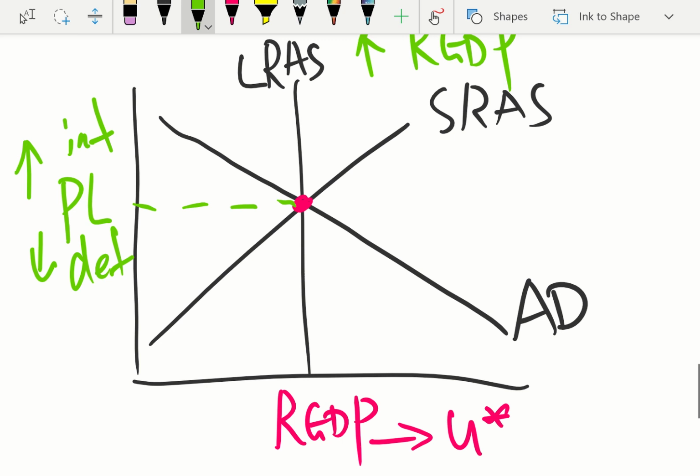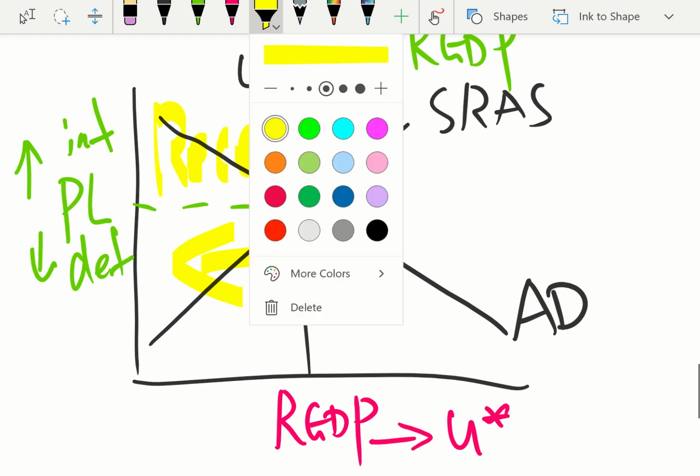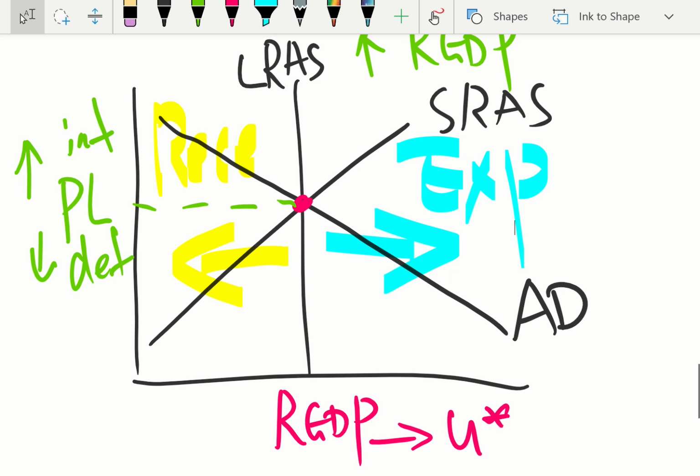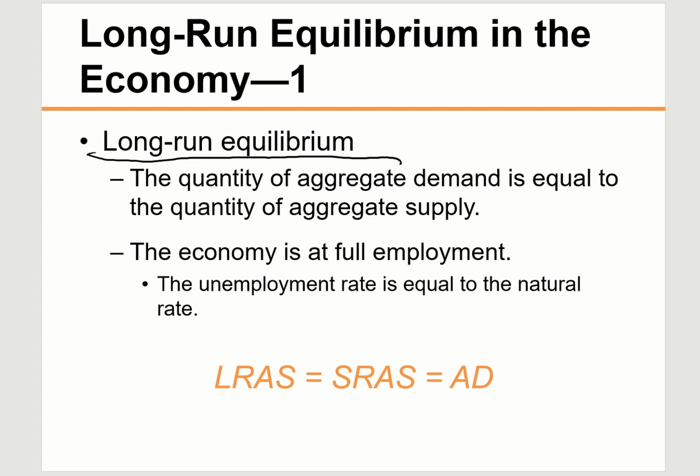Okay, and also if you're ever to the left of your long run aggregate supply curve, that's a recession. Anytime you're to the right, this would be expansion, or the economy getting better, or economic growth. But left is recession, right is expansion. Okay, so let's see how this works. Let me show you this.